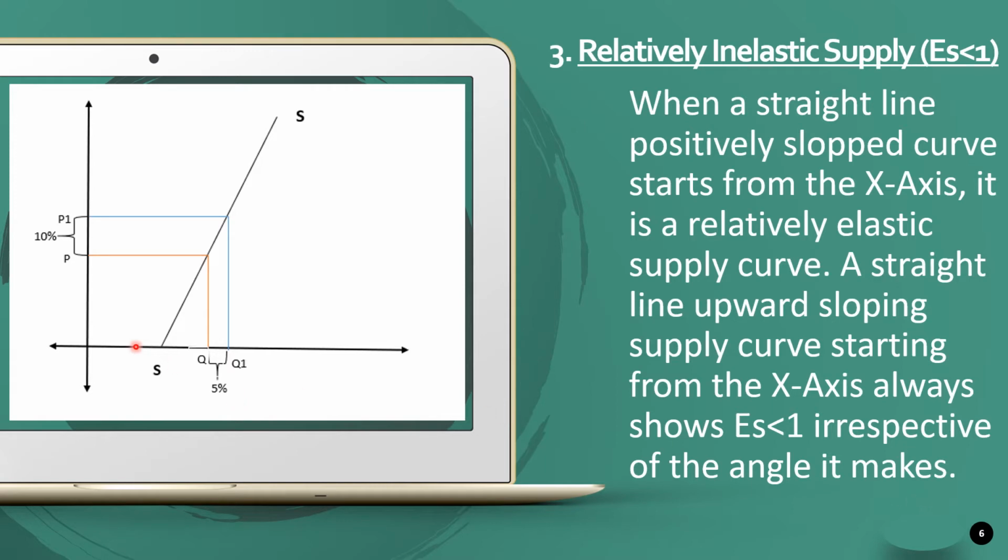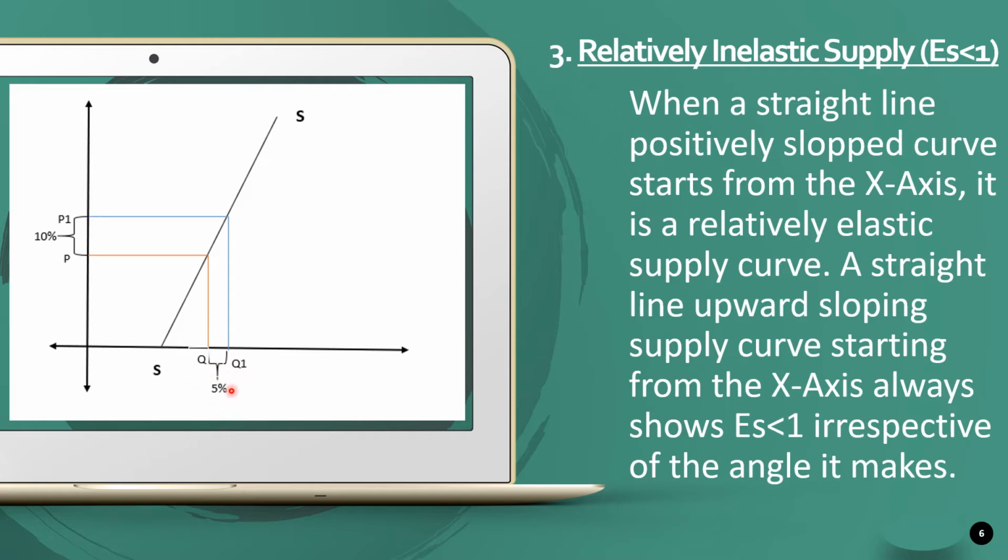So we can see here in the diagram, the supply curve is starting from the x-axis and the curve is sloping upwards. It is a positively sloped curve sloping upwards from left to right. Here we can clearly see that the percentage change in price is more than proportionate to the percentage change in quantity supplied. The percentage change in price is 10% and the percentage change in quantity supplied is 5%.